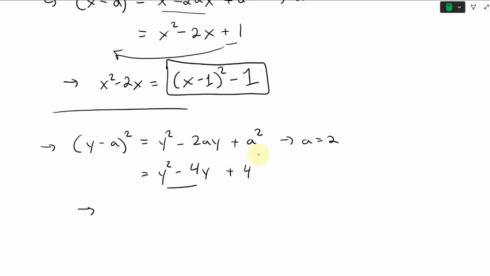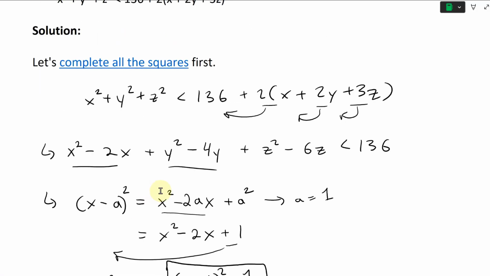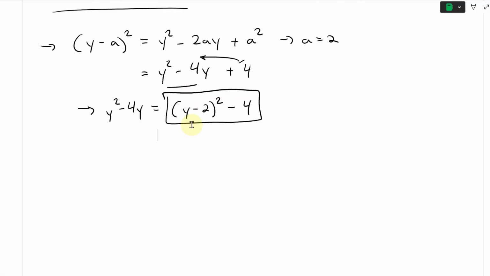We're going to get y squared minus 4y equals, so when we move this over to the other side, this goes all the way to the other side. We're going to get (y minus a) is 2 squared, and then this is going to be minus 4. I'll just move this over like that, and so we can replace this with this right here.